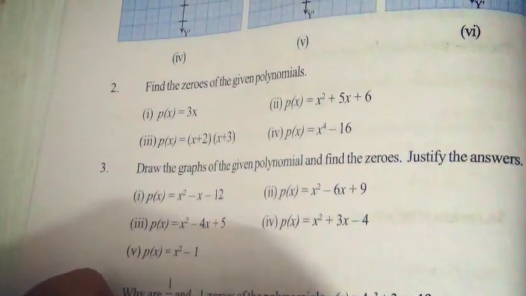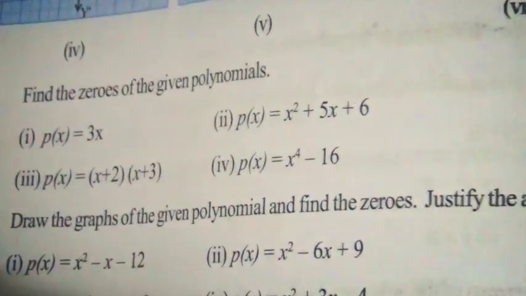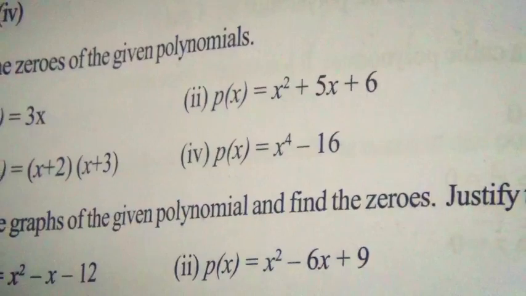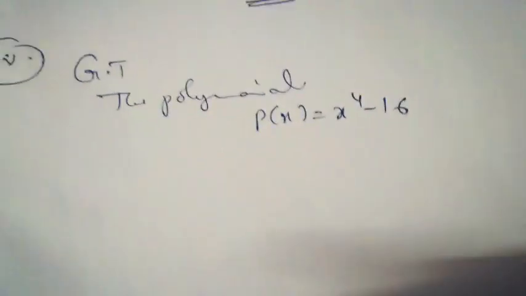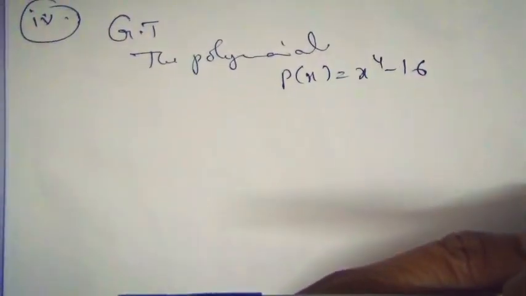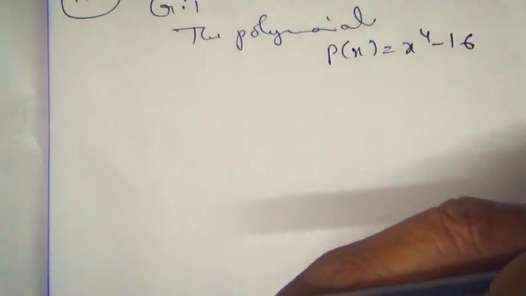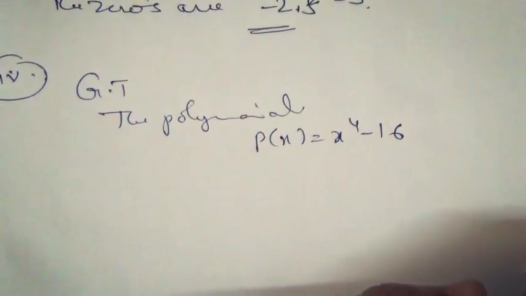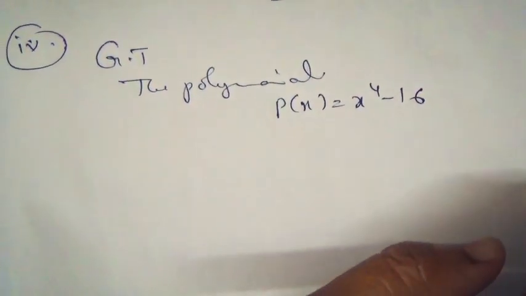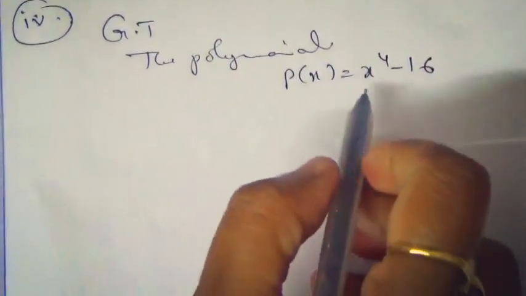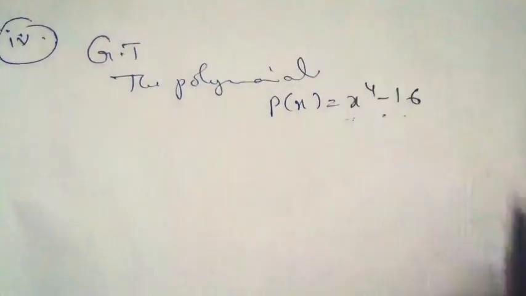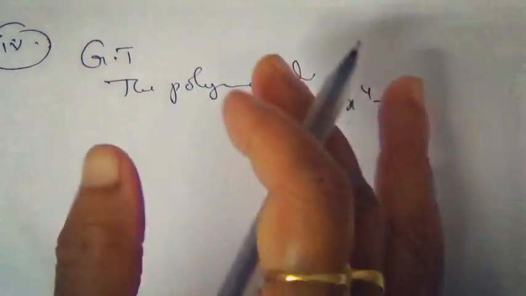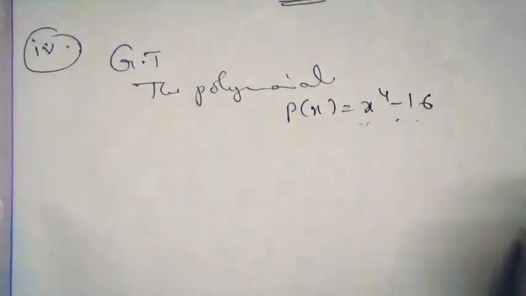Okay, fourth sum. So here given that the polynomial p of x is equal to x to the power of 4 minus 16. Just like this. If the highest degree is 2, you will call it a quadratic polynomial. If the highest degree is 3, you will call it a cubic polynomial. What is the highest degree of this equation? 4. The power is 4. The highest degree is 4. Then we call it a fourth degree polynomial.